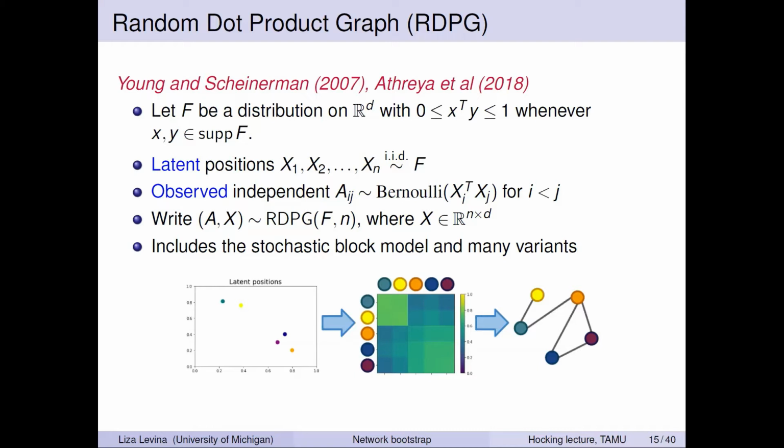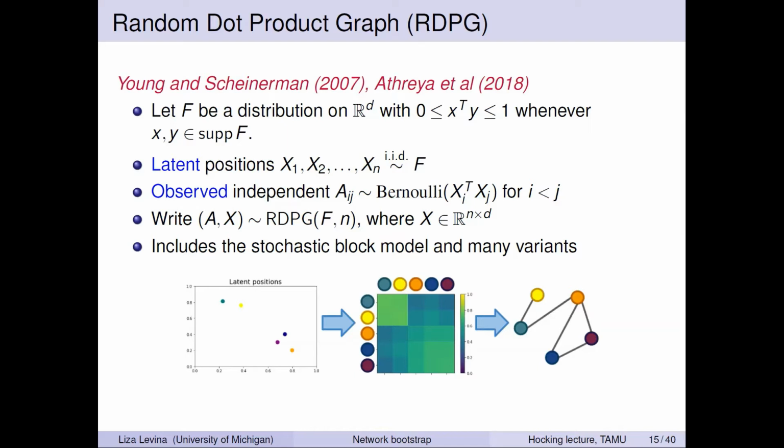And just the notation here will be, we'll write this as a pair of A and X. A we observe, X we do not observe, X are the latent positions, as in the RDPG model with an underlying distribution F, which is the distribution of the latent positions, and the sample size. That entirely determines the process because everything else is fixed. There are no other parameters. It includes the stochastic block model for communities, and many other variants of models with communities.